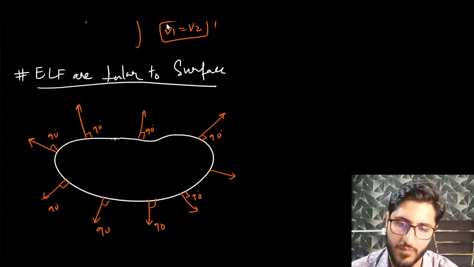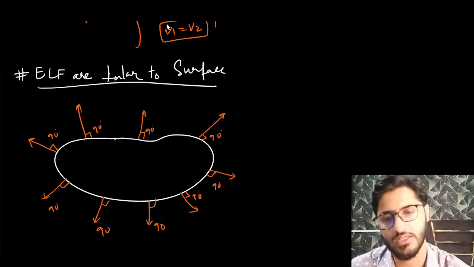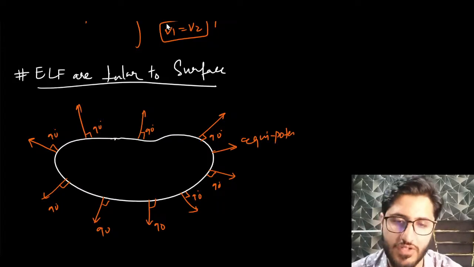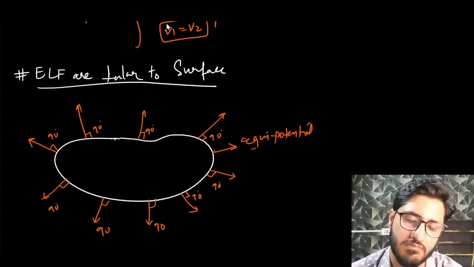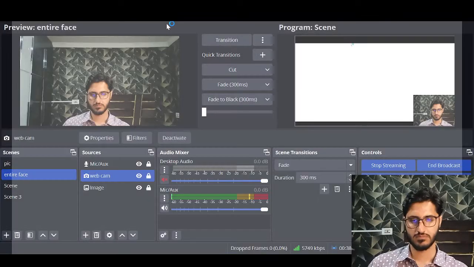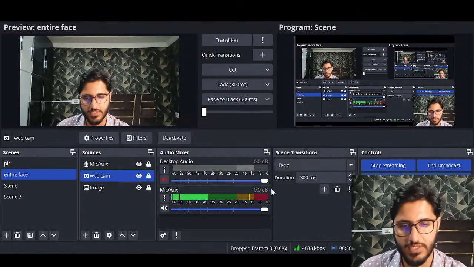Look, we know one thing now. This surface is equipotential. We know it. Why? Because inside it, V is the same. It is KQ by R. We know it very well.